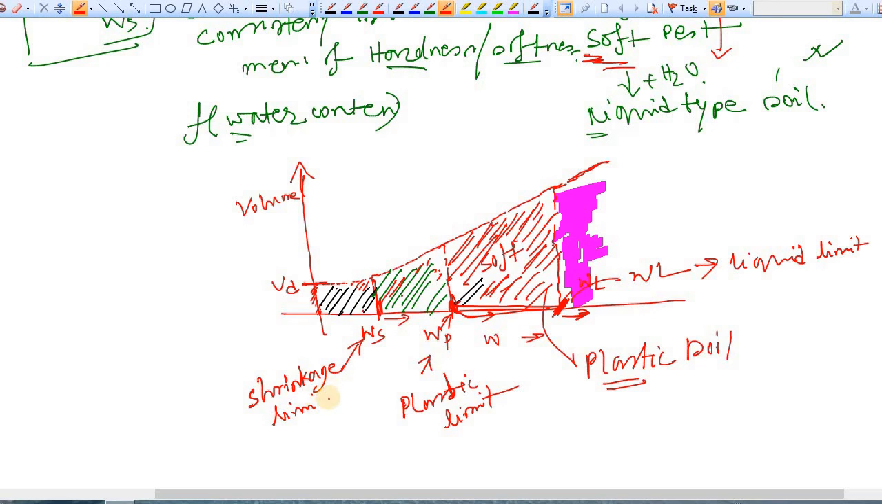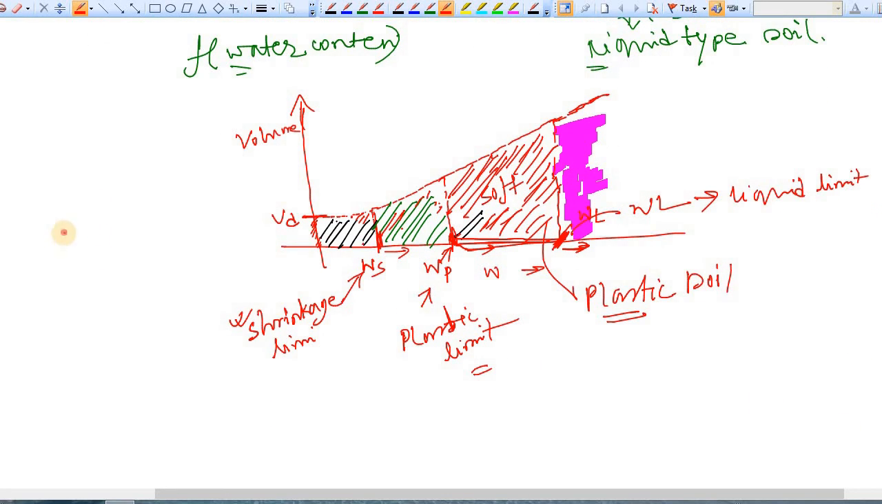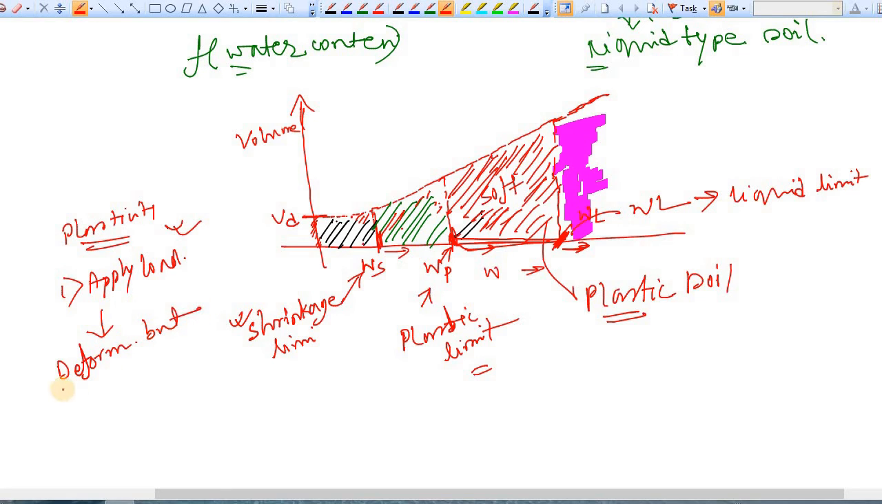In another lesson I will discuss in detail all about the shrinkage limit and plastic limit, how to find the plastic limit, and how to check whether we have reached this plastic limit or not. For right now, our query was what is plasticity, and you have got that plasticity is a state of soil where, when you apply load on it, it deforms but doesn't break or crack.